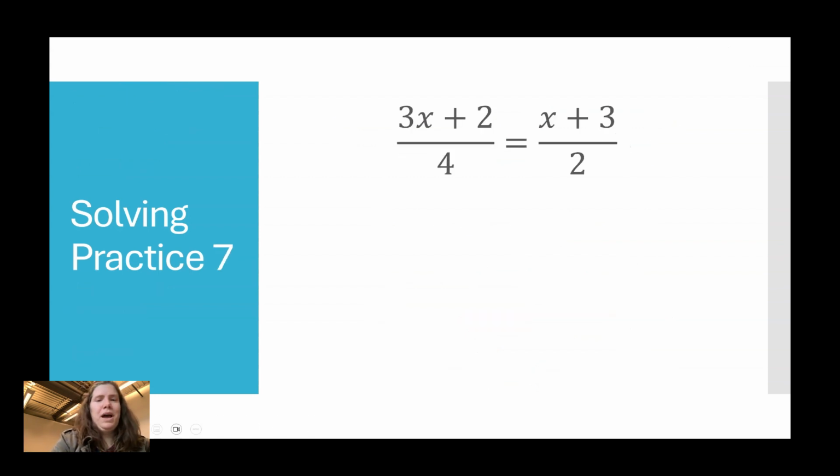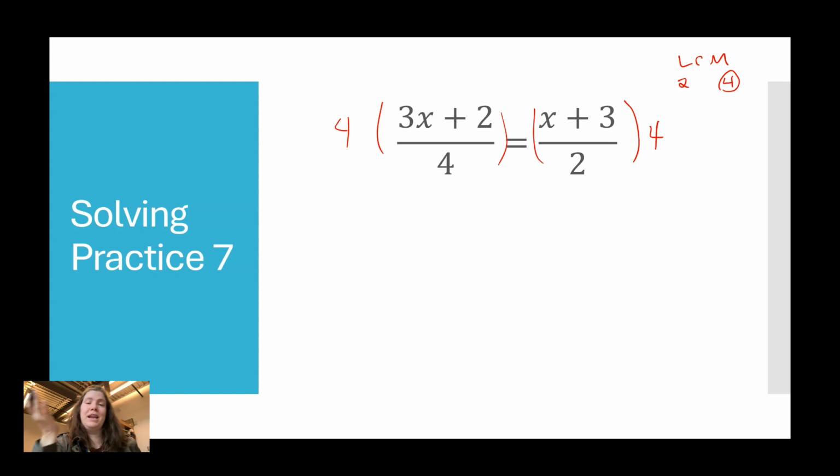All right, what would my least common multiple of the denominators be here? And to be clear, you could use anything that they both go into. You could use 16, you could use 40, but 4 will work because 2 times 2 is 4, right? So I'm going to multiply by 4 on this side and by 4 on this side. I have to multiply by the same thing. Otherwise, we are making that equation unbalanced, right? So these 4's cancel, so nice. And over here, 4 divided by 2 turns into just 2.